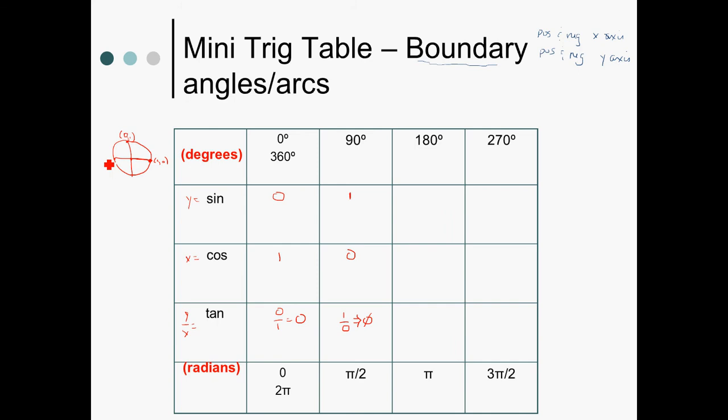180 degrees, or pi, the y-coordinate is 0, but the x-coordinate is negative 1, and the ratio of 0 to negative 1 is still 0. But 270 degrees, sine is negative 1, cosine is 0, the ratio of y to x has 0 in a denominator, which is undefined. So the tangent on the y-axis, where x is 0, is undefined.